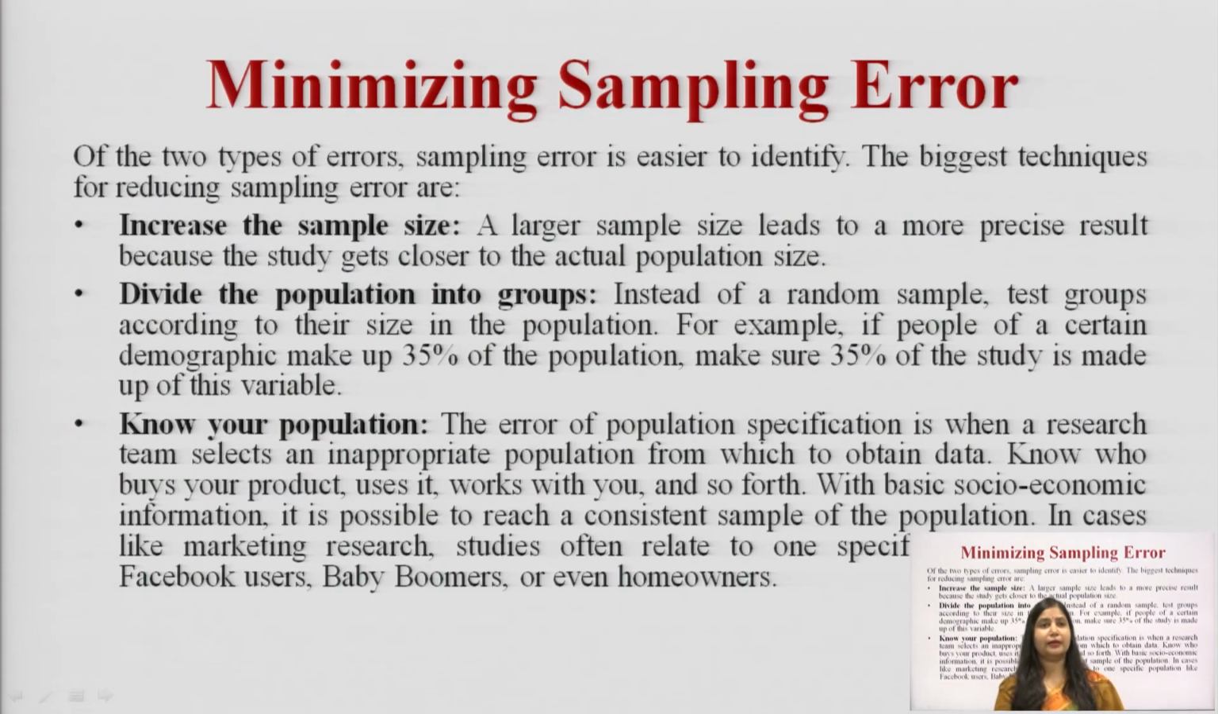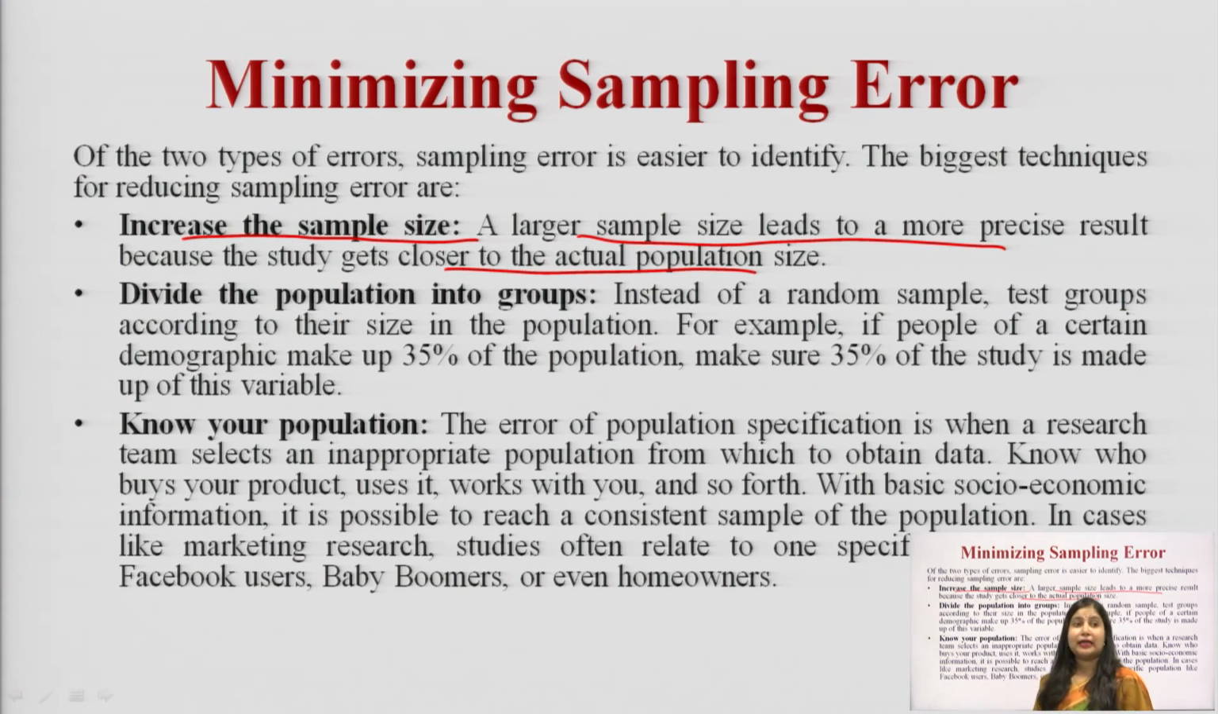Then how will you minimize the sampling error? To minimize the sampling error, you can increase the sample size, because when we collect a large sample, some errors will be minimized, and the sample will be closer to the accurate population. Second, divide the population into groups. Most of the time your population is heterogeneous in nature, so you divide it depending upon the characteristics to make homogeneous segments or frames.